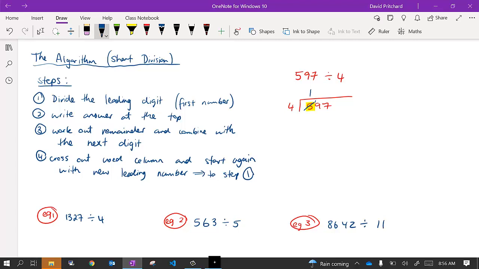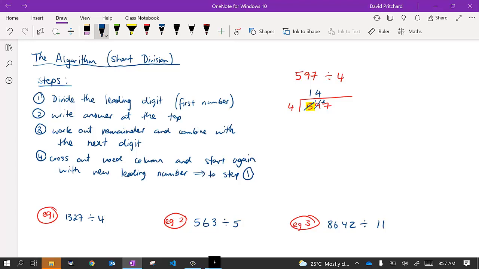Right, so we now repeat the process again. That's all we've basically done. We've divided by the leading digit. We wrote the answer at the top. We worked out the remainder and combined it with the next digit, that's 19. And then finally, we cross out the used column and start again with a new leading digit, which is 19. All right, so 19 divided by 4. 4 can go into 19 4 times, so it goes up to 16, and there's 3 left over. So we've used 16, and that means there's 3 left over, and our new leading digit is 37.